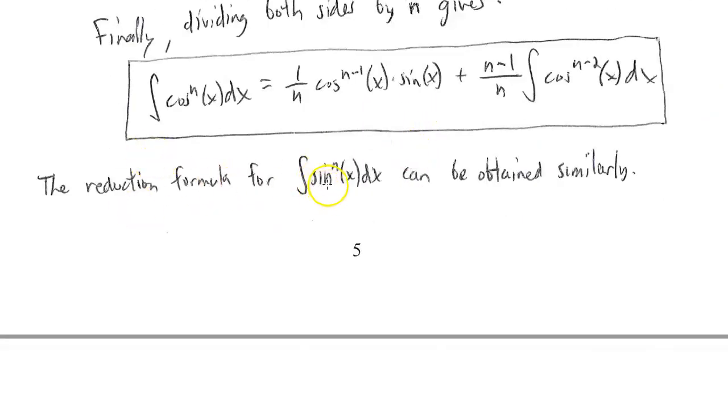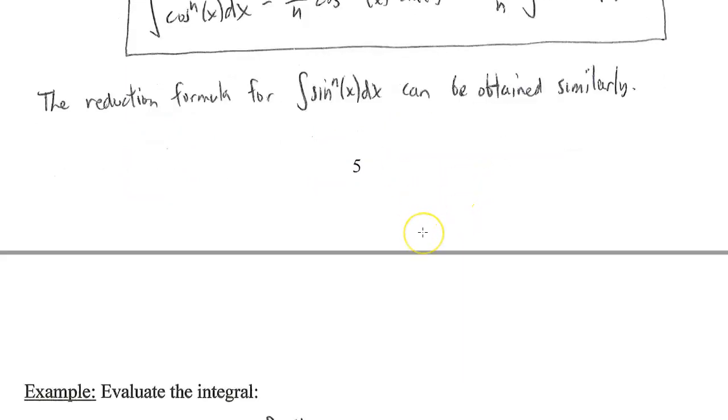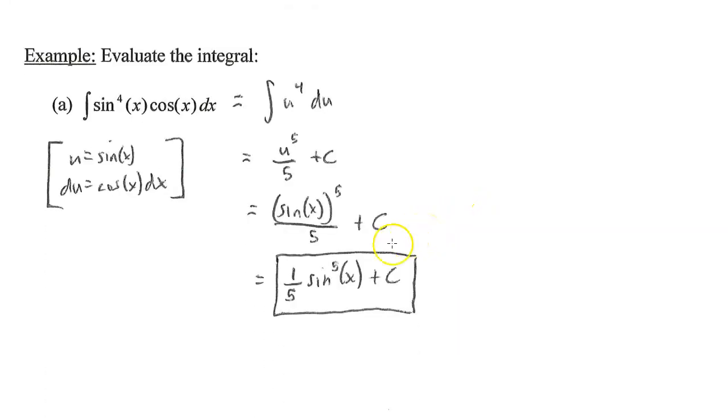And by the way, you can do the exact same thing for sine of n, the integral of sine of n. That reduction formula can be obtained in a similar way. Okay, now how would we integrate something like this? So we're not going to use the reduction formulas anymore. If this were just the integral of sine to the fourth, we'd do a reduction formula, but this one's much easier.